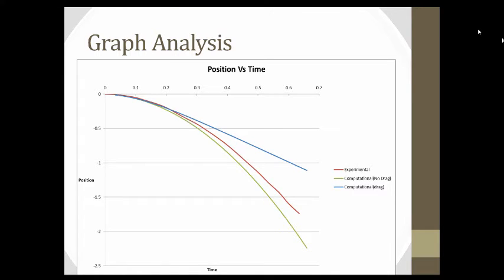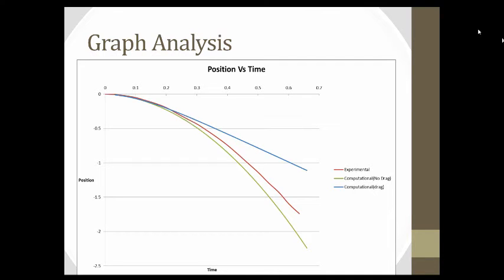Putting my observed data and my two computational models together, this is a graph that I get. The experimental data is in red. The model of gravity alone is in green, and the model including drag is in blue. Just by looking at these graphs, we can assume that they're all correct.